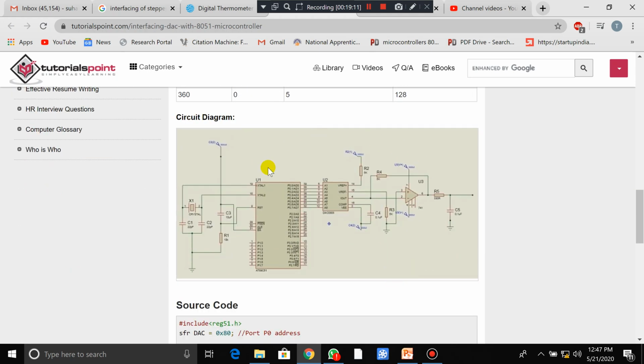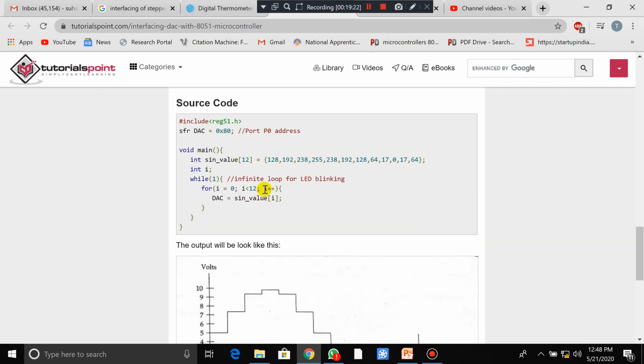So this is the exact implementation of DAC with a microcontroller. This is the DAC, this is the amplifier, and this is the output which is fed to the CRO. It is the same program which we are using in our lab. You can have a look at the same thing, the video I already shared.